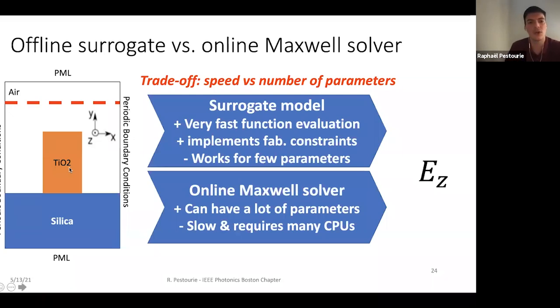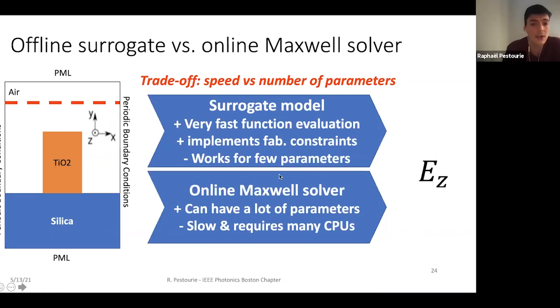And also, depending on the parameterization of your structure, it can be very easy to implement fabrication constraints, because usually you don't have that many parameters. For example, here you have the width of the pillar. And so, what is the minimum feature size that you can do for fabrication? You can easily put bounds on the width of this pillar in your optimization. The downside though is that you might not be using all the degrees of freedom of your surface. And so you're working with fewer parameters.